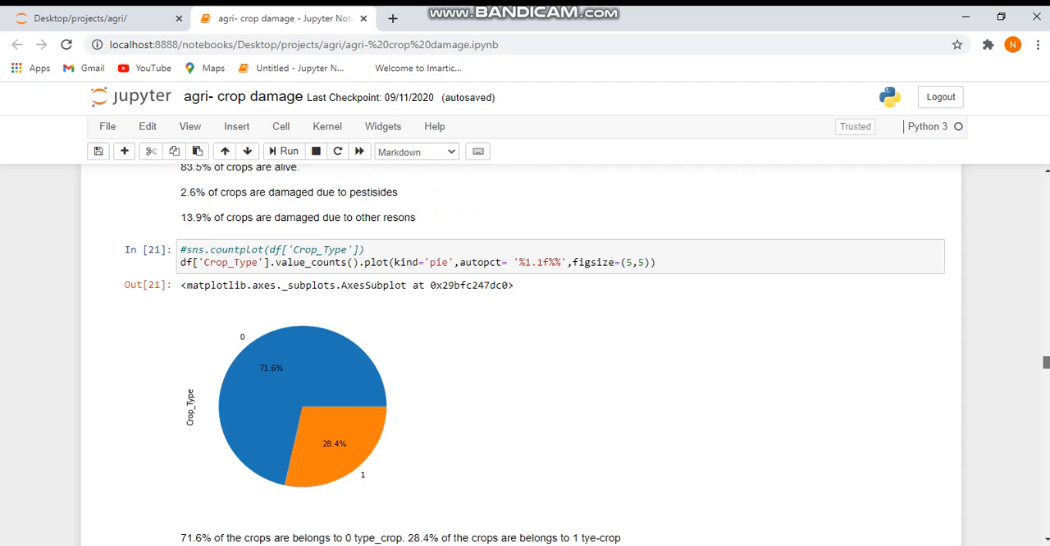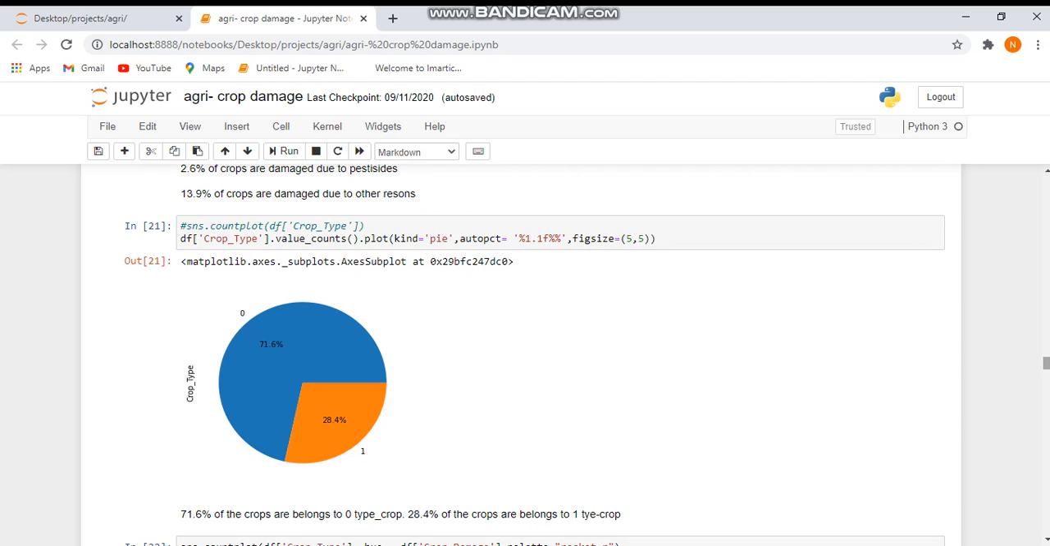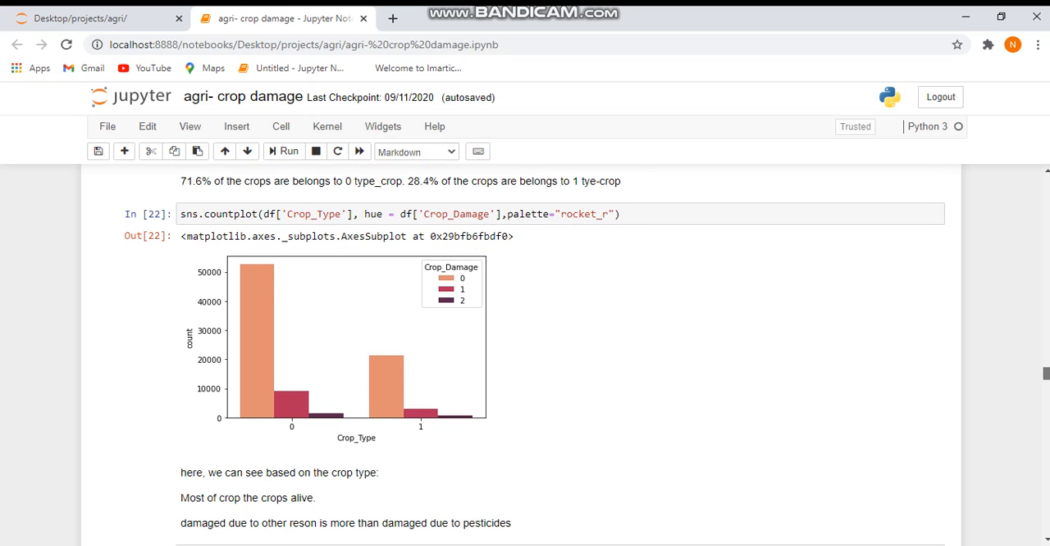And here 71% of the crop type is 0, which is one of the yearly crops, and 28% is crop type 1. Crop type 1 we can consider another crop, but I can't say which crop particularly because I don't know that. Actually I took this data set from Kaggle.